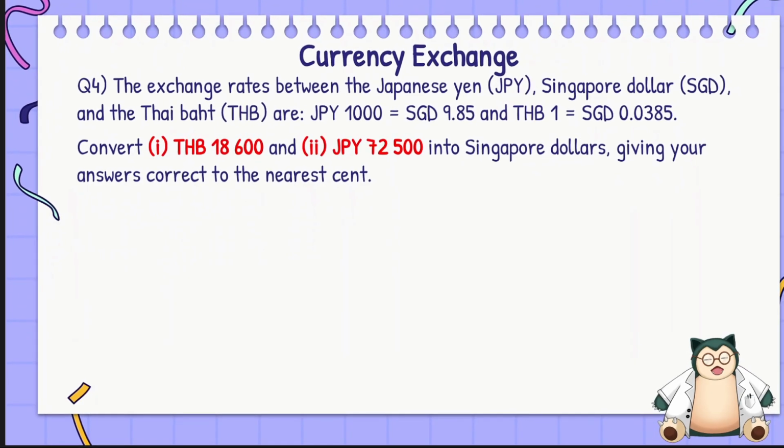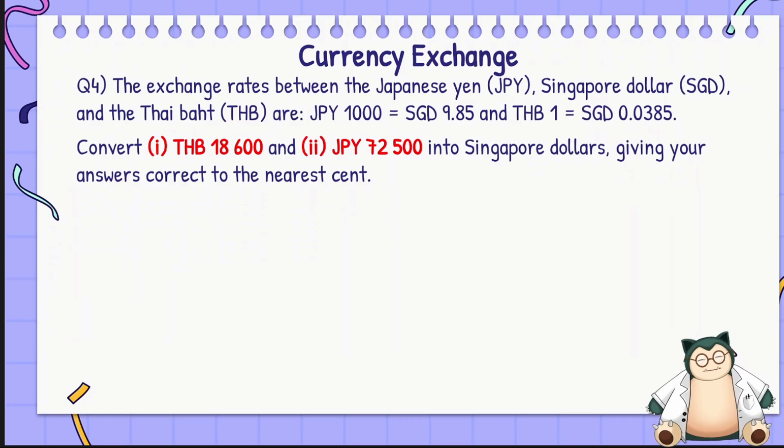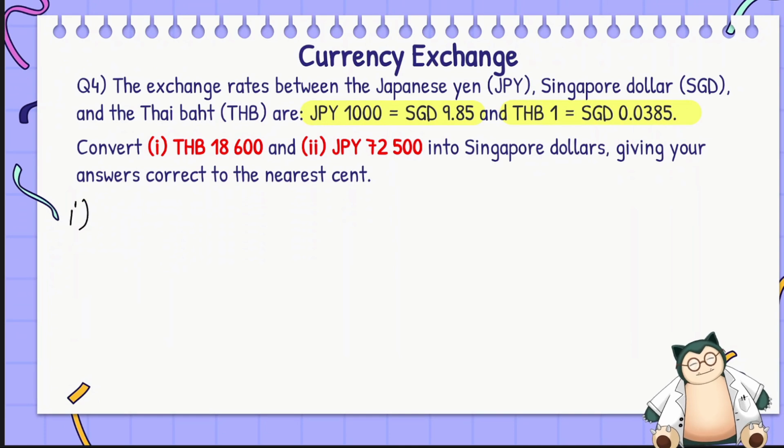Okay, next thing is currency exchange. Currency exchange is very important when we're going overseas. So let's look at this example. The currency rates between yen, Singapore dollars, and Thai baht are as follows. 1,000 Japanese yen is equal to $9.85, and 1 Thai baht is about 0.0385 Singapore dollars. So let's look at part 1 first.